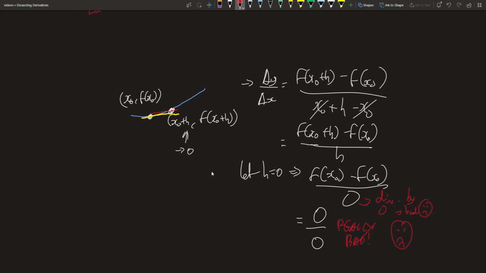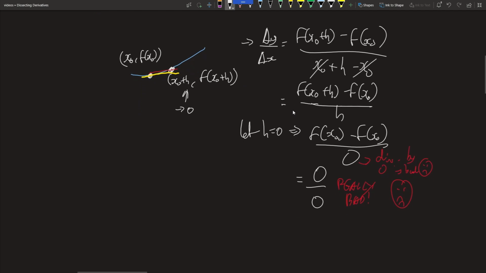So what we need to do is we need to consider what happens as h goes to 0. Instead of considering what happens at h equals 0, we consider what happens as we're approaching h equals 0. And this is where we introduce the notion of a limit.